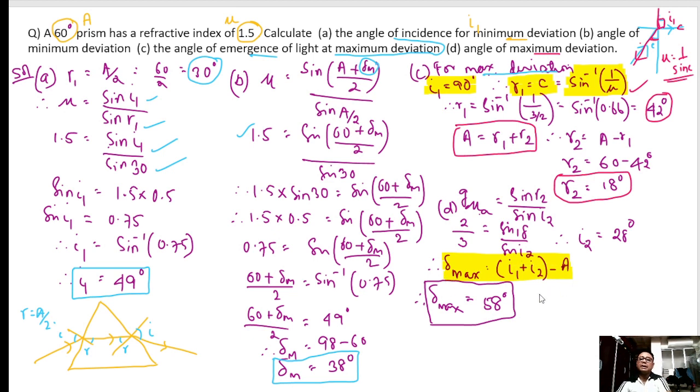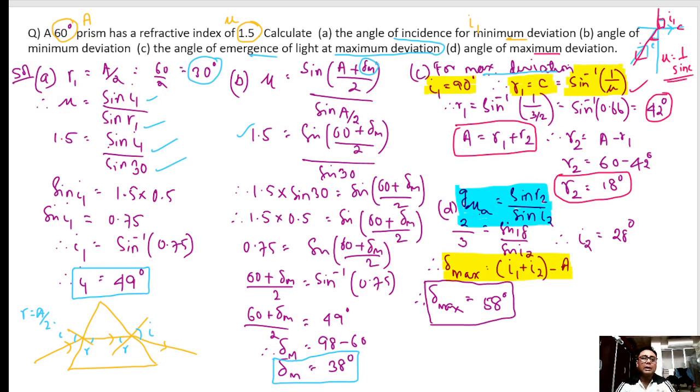That is I1 plus I2 minus A. Okay, so we have to know A, we already know I1, which is 90 degree. We have to find I2, and that is why using this relation we can calculate I2, because the light is now going from the glass to the air.